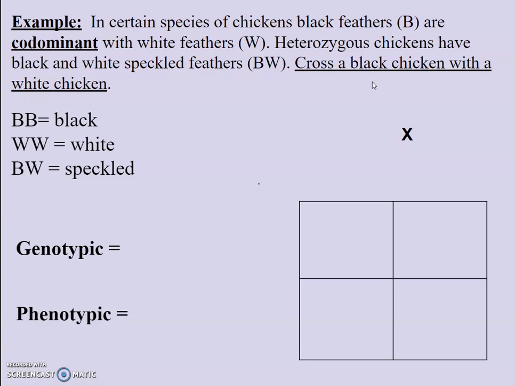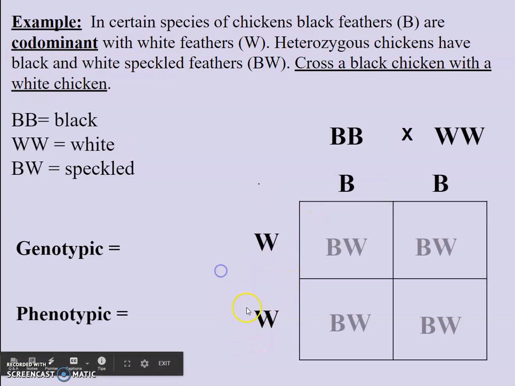In certain species of chickens, black feathers are codominant with white feathers. Heterozygous chickens have black and white speckled feathers. Cross a black chicken with a white chicken. First, step A, alleles, we already have them here: capital B is black, capital W is white, and BW is speckled. Next, I need to find the parents. I'm crossing a black chicken, which is going to be 2 capital B's, with a white chicken, which is going to be 2 capital W's. I'm going to place them in my Punnett square, fill in that Punnett square, and now I'm going to find the genotypic and phenotypic ratios.